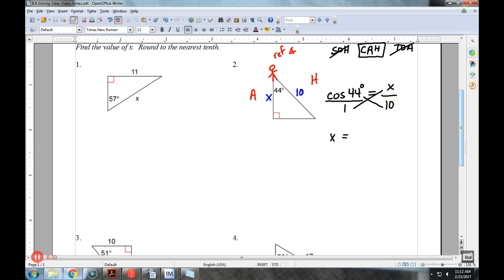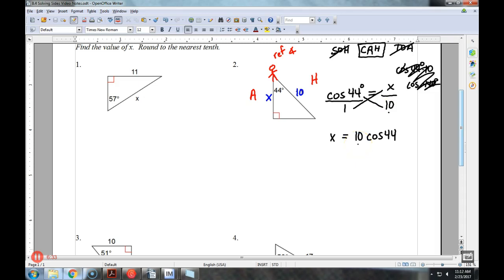Now be very careful here. Always put the cosine and the degrees at the end. So punch in 10 times the cosine of 44 degrees. You do not want to punch in cosine of 44 degrees times 10 because sometimes your calculator might think you're looking for the cosine of 440 degrees, which would be totally different. So don't do that. Always put the number in the front.